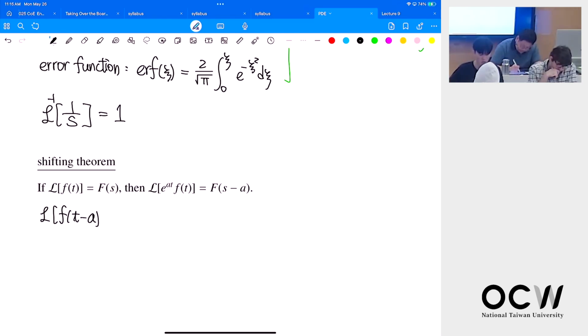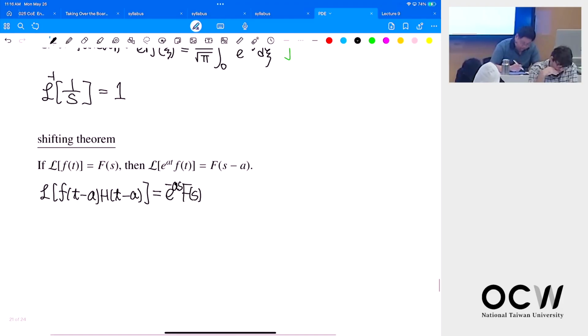So if I shift in the time domain, what happens in the frequency domain? If I shift in the time domain, in the frequency domain, or s domain, the magnitude is still the same, and the difference is just the phase. So they still have F of s times e to the minus as.